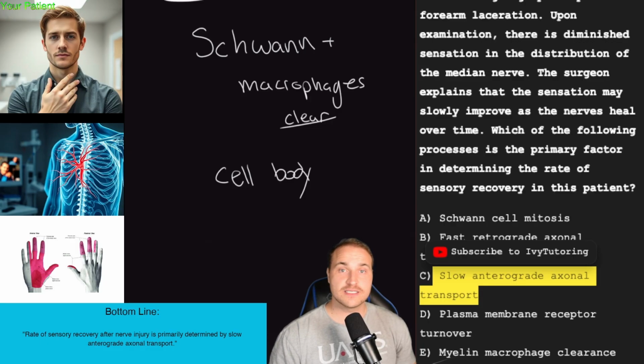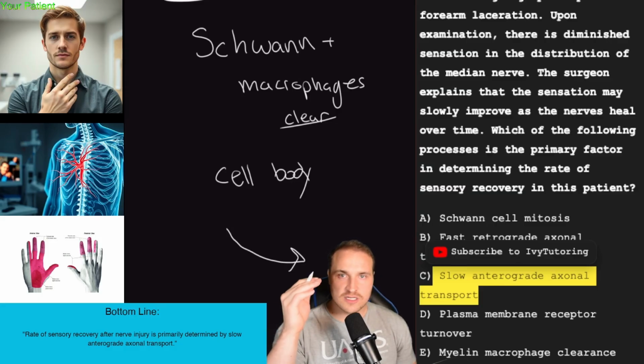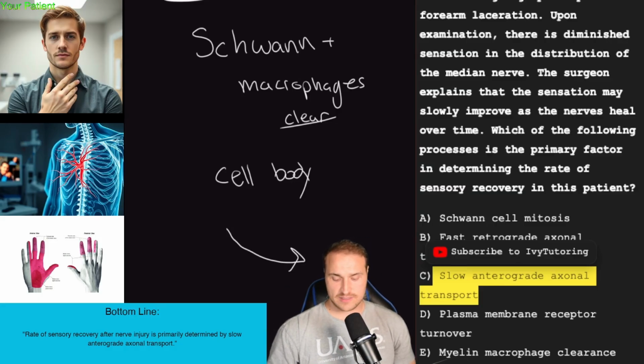And what happens there is you have structural proteins, right? Like tubulin, actin, and that gets moved down the axon very slowly. And so the nerve regrows along that preserved Schwann cell tube, and it happens pretty slow. It's like 1 to 3 millimeters every day.